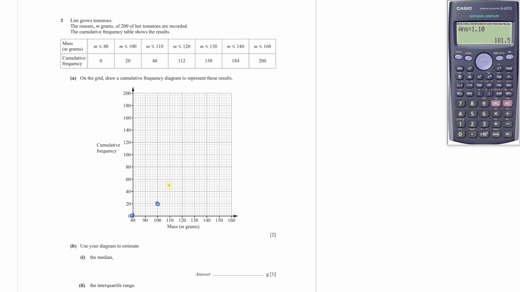there are 5 blocks and the value changes by 20. So 20 divided by 5 equals 4. So each small block here represents a value change of 4. So 48 will be, this is 40, this will be 44, this will be 48. 2 blocks above 40. Then 120 and 112. 120, 100, 104, 108, 112.